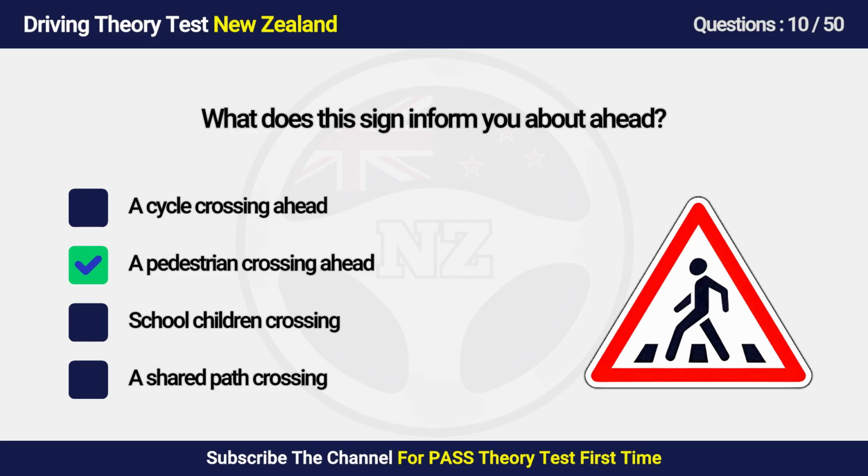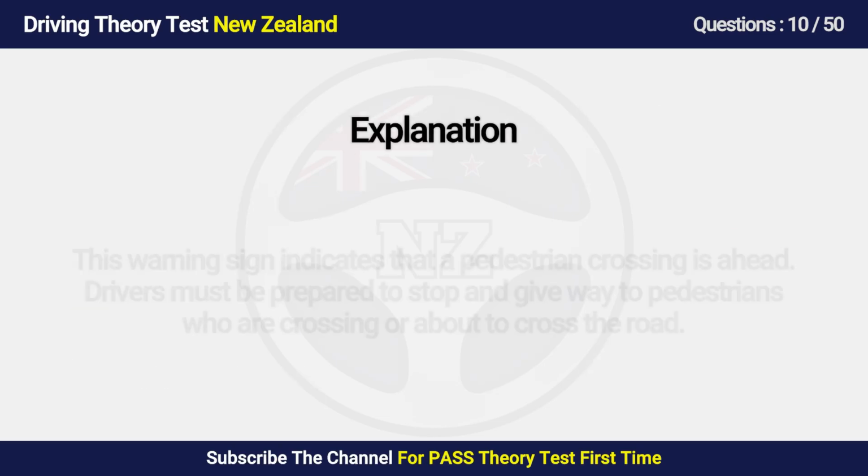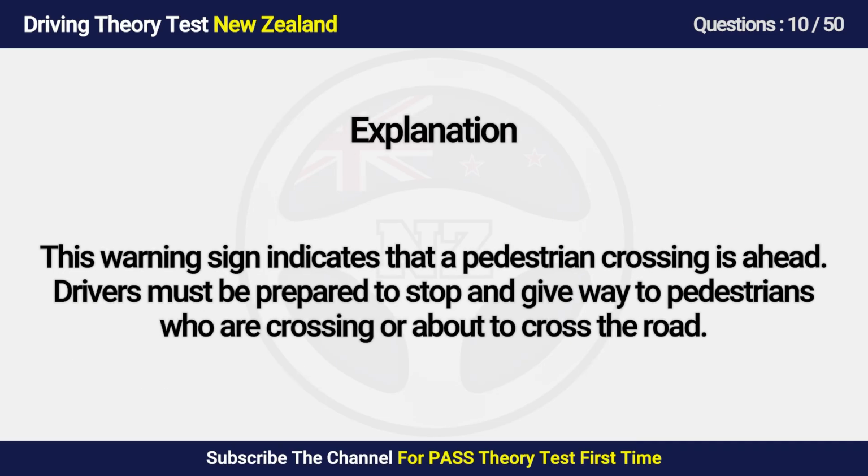Answer is B, a pedestrian crossing ahead. This warning sign indicates that a pedestrian crossing is ahead. Drivers must be prepared to stop and give way to pedestrians who are crossing or about to cross the road.